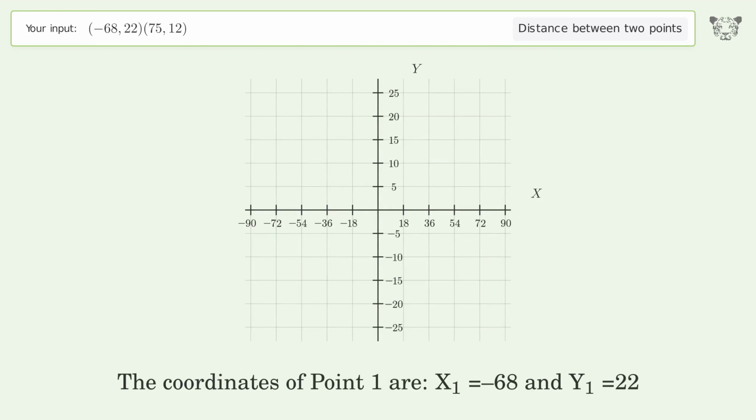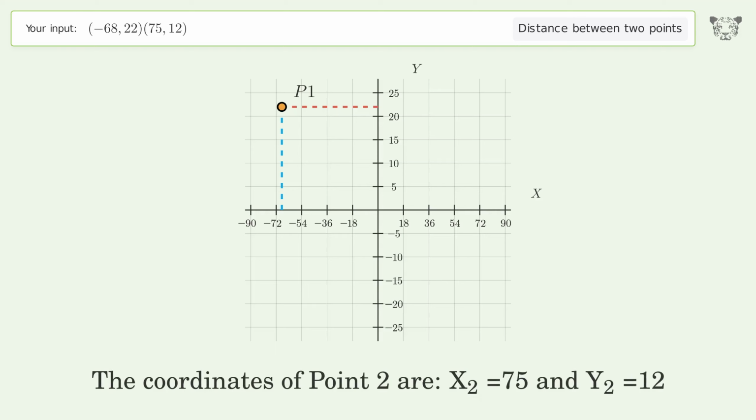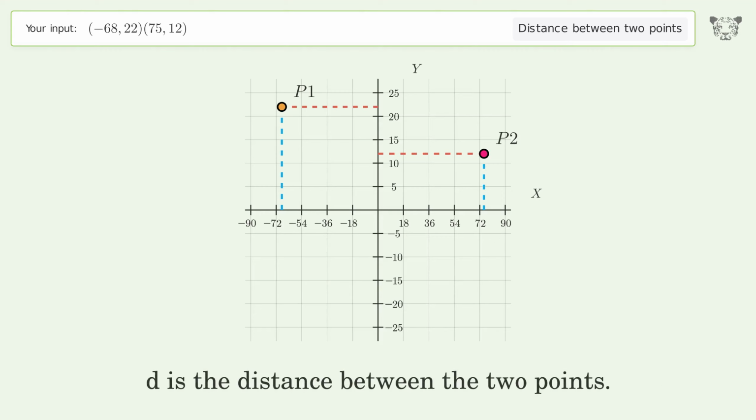The coordinates of point 1 are x1 equals -68 and y1 equals 22. The coordinates of point 2 are x2 equals 75 and y2 equals 12. D is the distance between the 2 points.